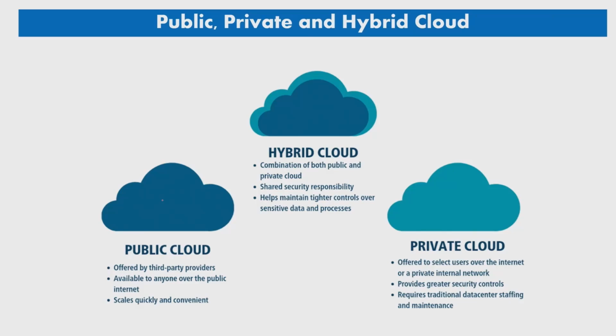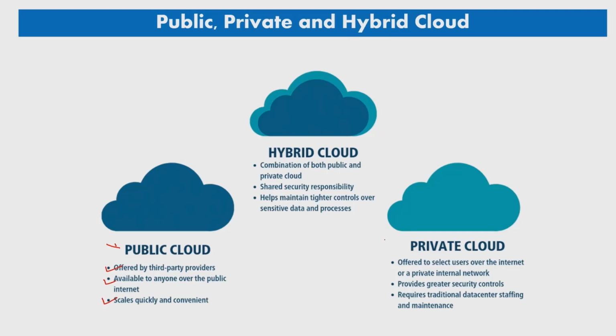Now, the following are some examples of cloud deployment models. The first one is public cloud. Here it is generally available to the public, offered by third-party providers, and available to anyone. And it scales quickly and conveniently.